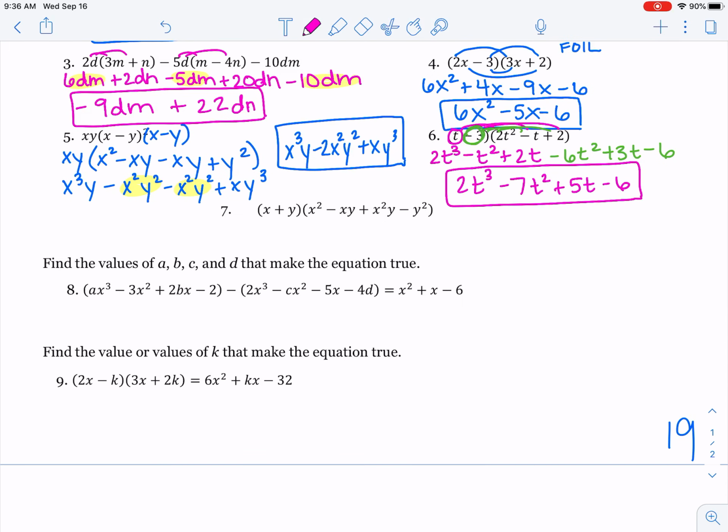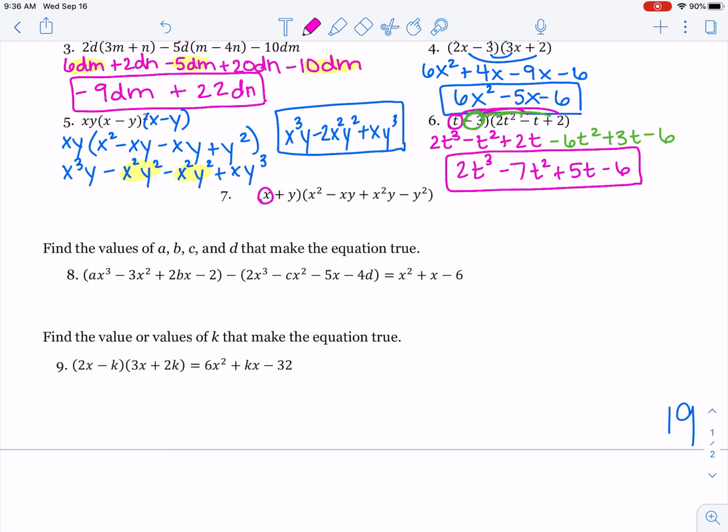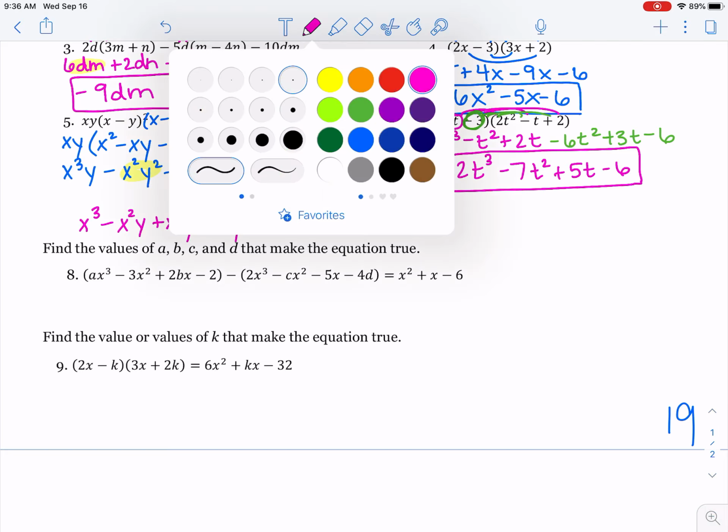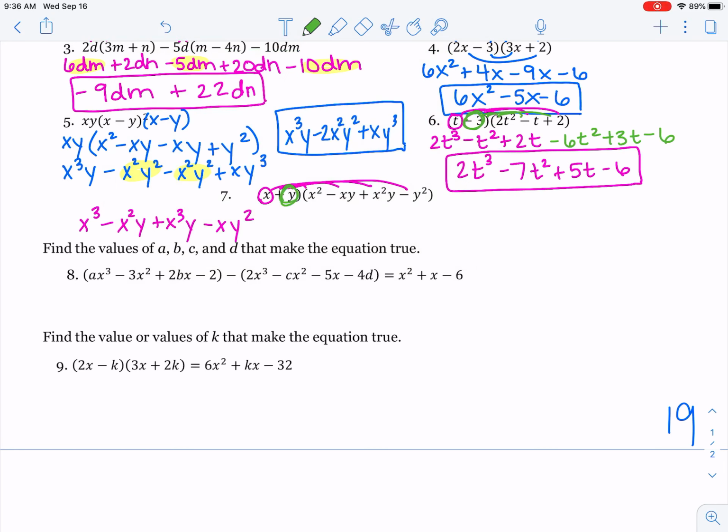Number 7, I'm still going to distribute each letter at a time. I just have more I have to distribute, with that one being 4 terms. So I'm going to leave myself some space here. So I'm going to multiply each one by x to get my first 4 terms. Then I'm going to distribute my y to get my last 4 terms.